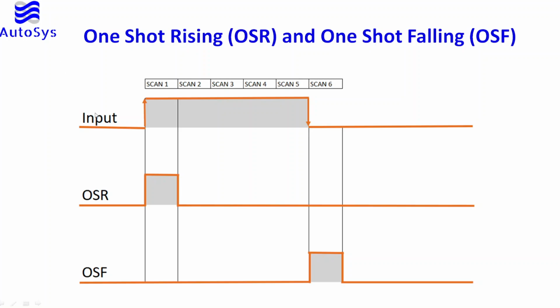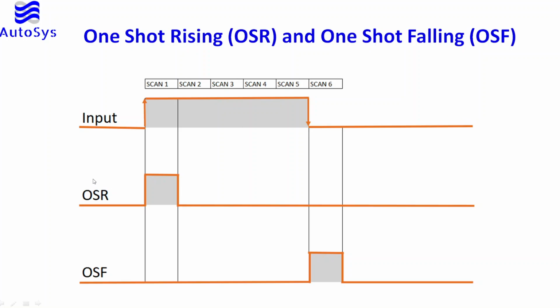Now here the input changes from 0 to 1 and it remains high for the next 5 scan cycles. Just for demonstration purposes, I have shown the scan cycles and numbered them 1, 2, 3, 4, 5, 6. And then after the 5th scan cycle, the input goes low and remains low.